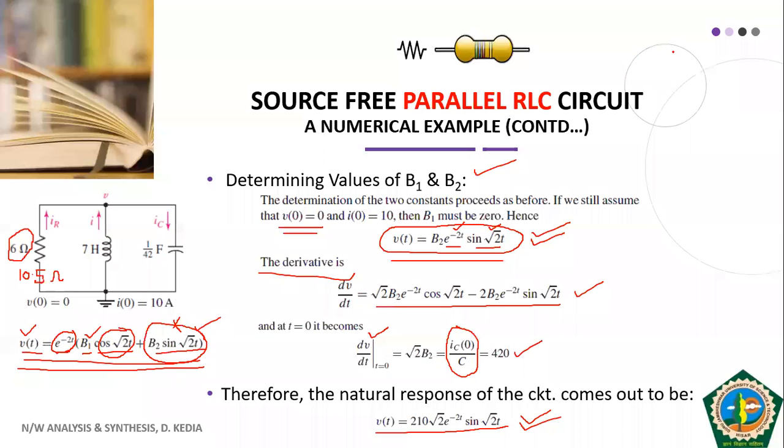Okay, dear students, so today we have discussed the source free parallel RLC circuit, and we have seen two conditions. One is the overdamped condition and the second is the underdamped condition. In the next class, we will talk about further things, that is, if we have forced response in an RLC circuit, and third is the critically damped condition. I hope all of you have understood what was told in today's class, and I hope you will read further related to the RLC circuit.